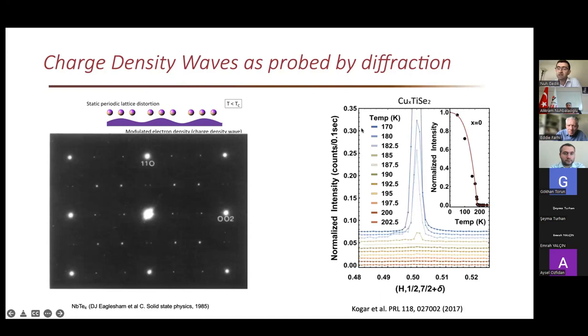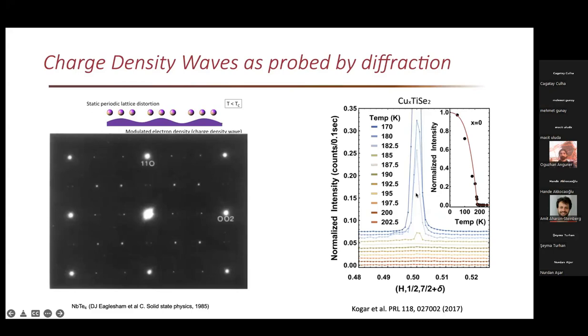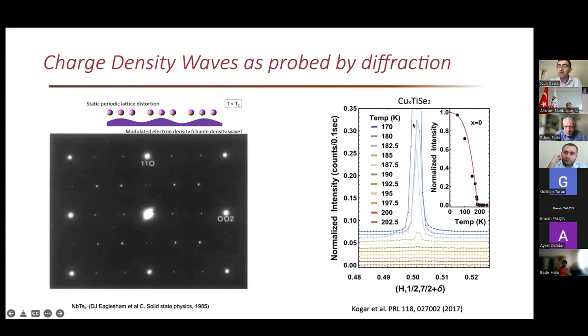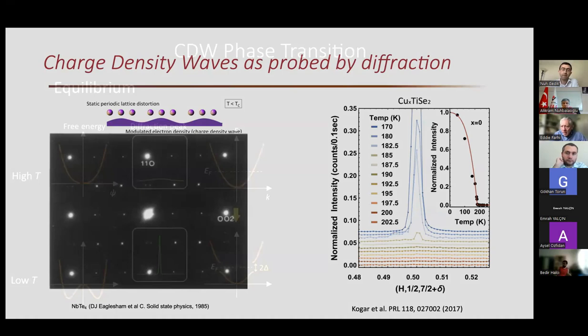Now, here's another study from X-rays. This is a different charge density wave. And now we are looking at one of these satellite peaks. You can see that above the transition, which is somewhere around 200 Kelvin, there's no sign of this peak. This is the intensity of this peak as a function of momentum. And right at TC, this peak starts to show up. Then you can see that it goes through a very phase transition-like behavior: it shows up at TC and the intensity increases. The reason I'm showing you this is to make the point that diffraction is a very nice way of probing this ordered state of matter, directly probing the amplitude of the order parameter.